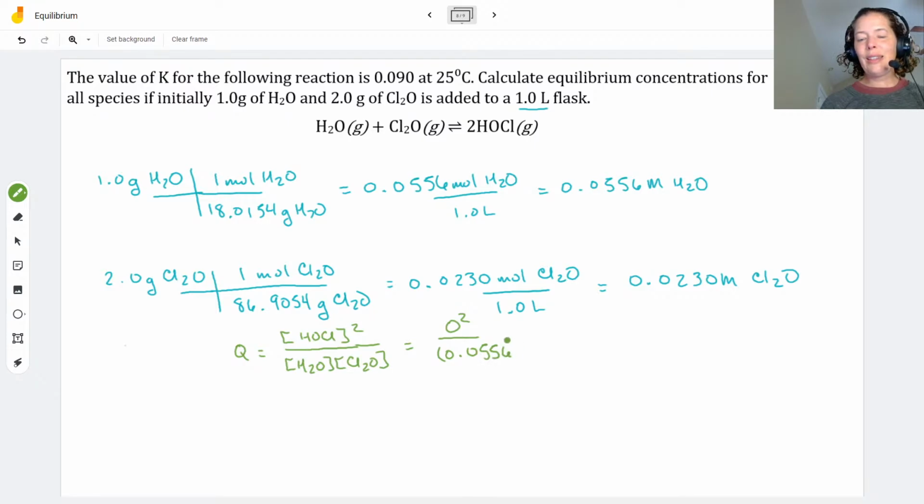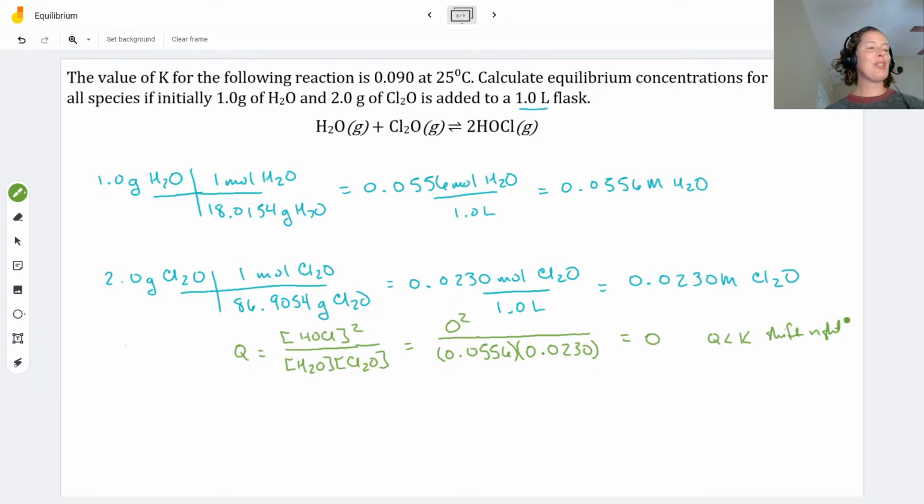So you can see at this point, it doesn't really matter what my concentrations are of my reactants, because this is going to equal 0, right? Okay, so we have Q is less than K, so we're going to shift to the right, or make products. That's how you can prove to yourself that yes, you are going to shift to the right. You're going to make some of your products. But the question is, how much of my products am I going to make?